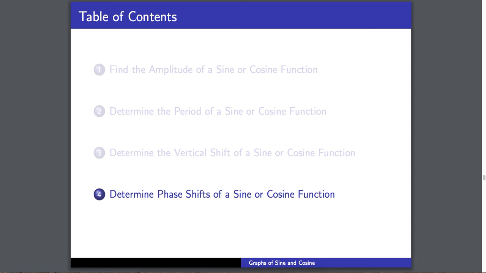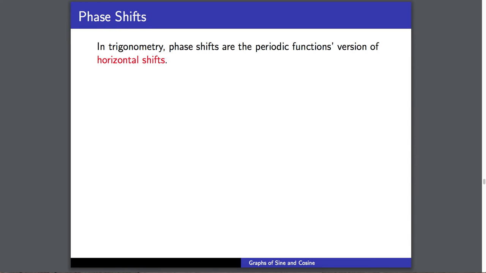All right, in this video, we're going to take a look at determining phase shifts of a sine and cosine function. So in trigonometry, phase shifts are the periodic functions' version of horizontal shifts. So we saw vertical shifts in the last video. In this video, we're looking at horizontal, or as we call them in trigonometry, phase shifts.